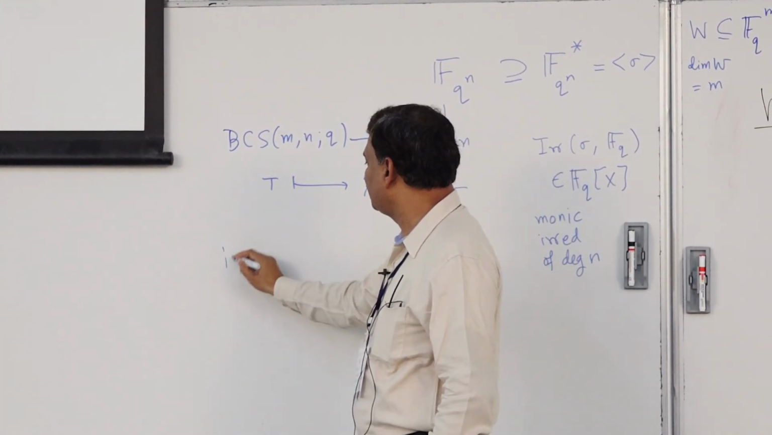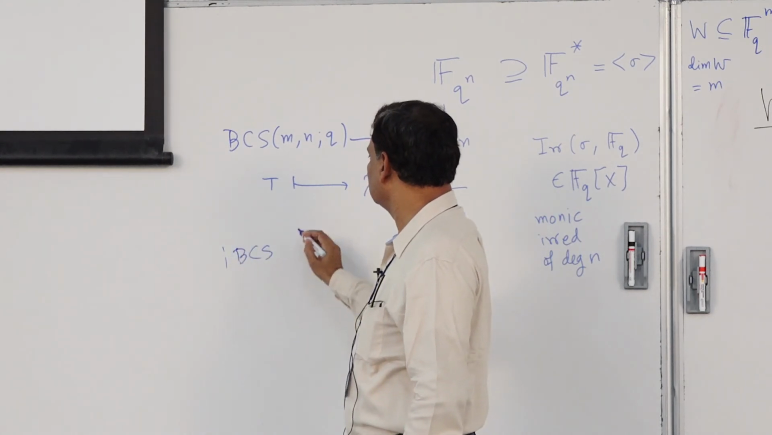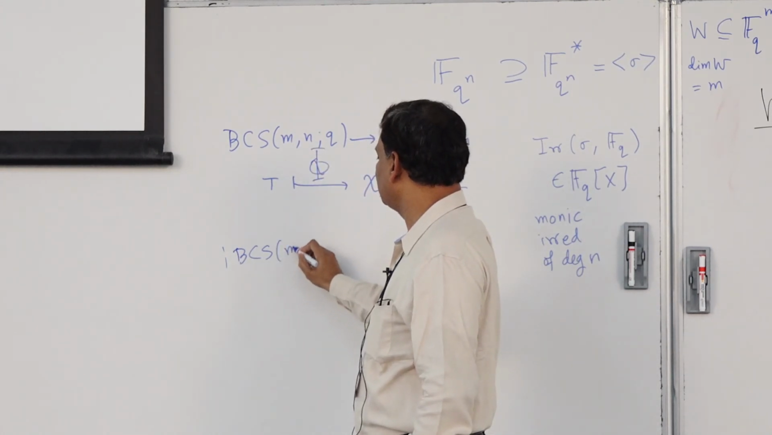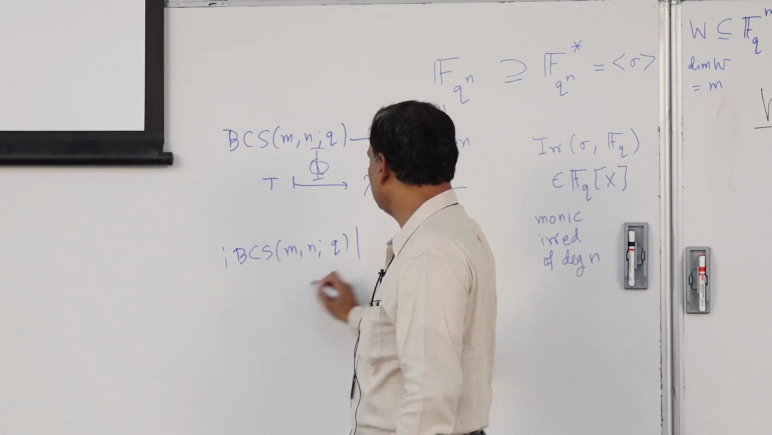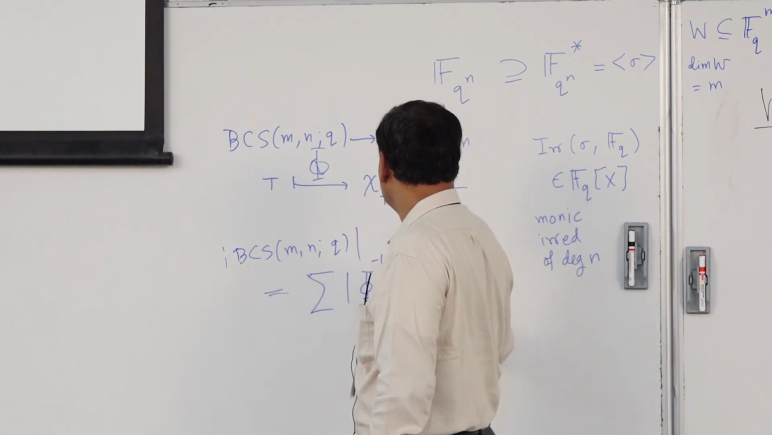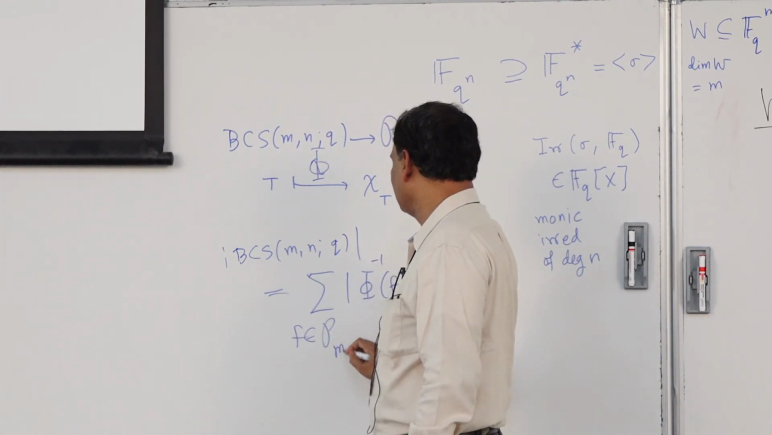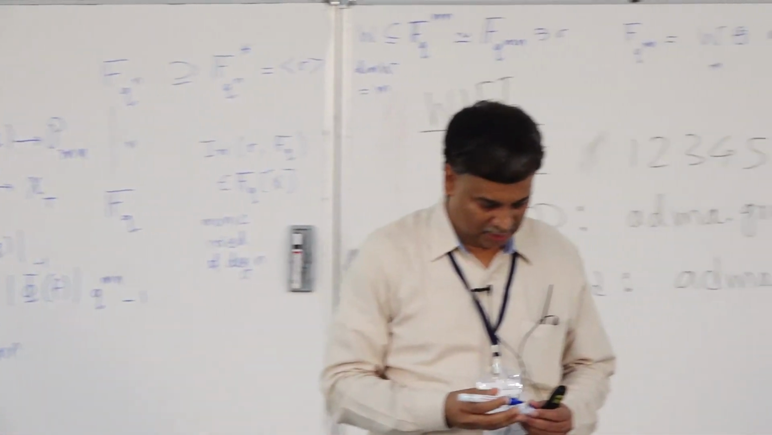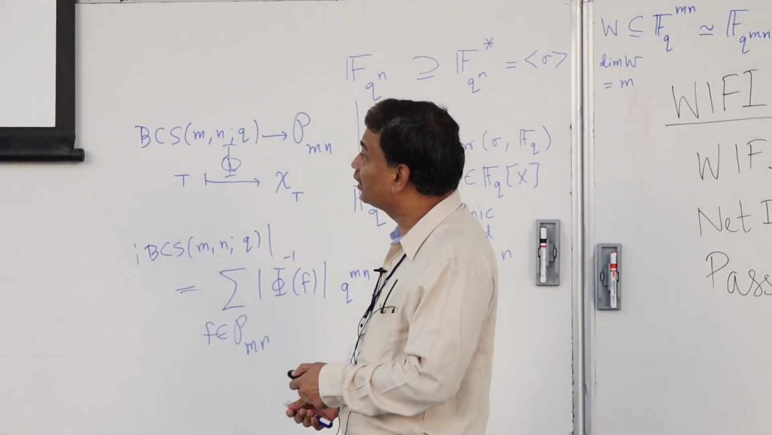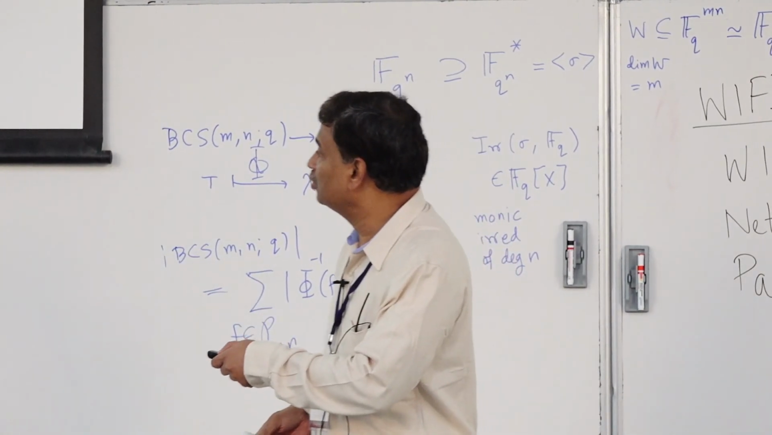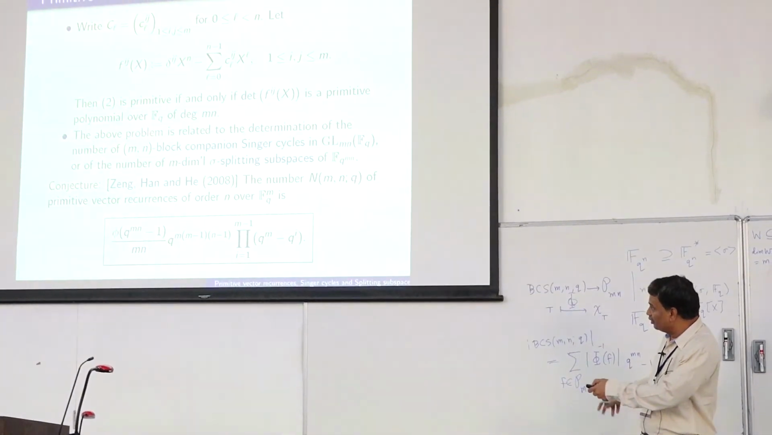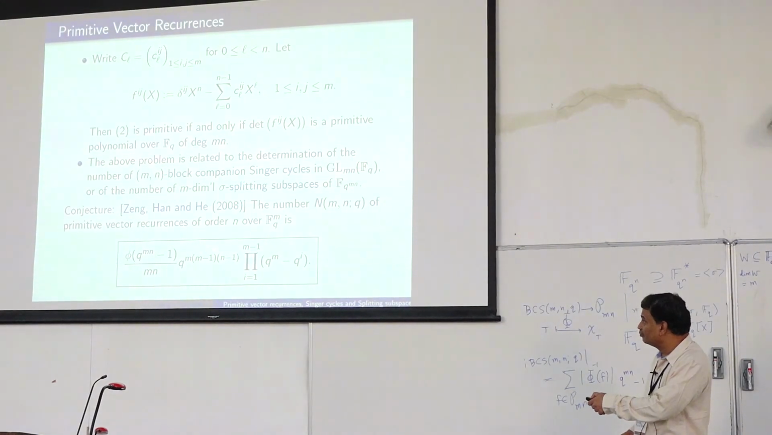So, obviously, the cardinality of the domain, maybe let us call this phi or something. The cardinality of this is the summation of the cardinalities of the fibers, where f varies over primitive polynomials of degree mn, right. And I know already what the cardinality of this is, that is the first factor in the conjecture formula, this one. So, if I can show that the cardinality of each fiber is the remaining factor, which is this, then I am done.